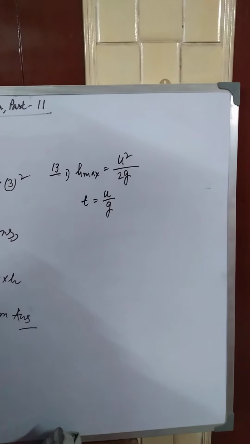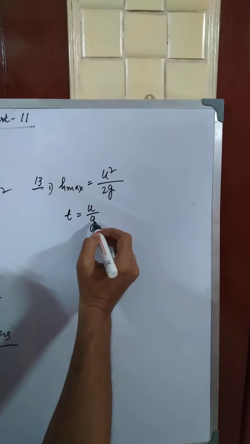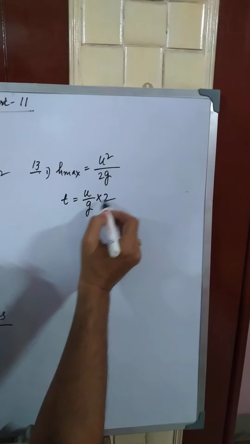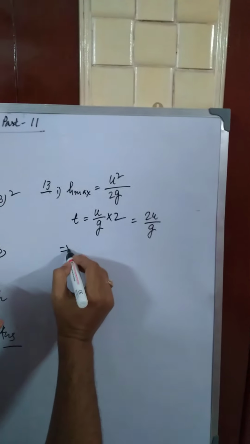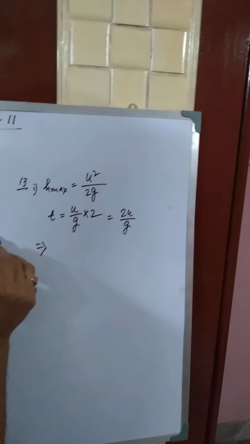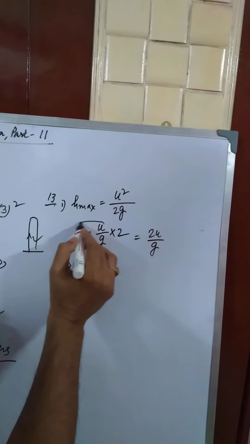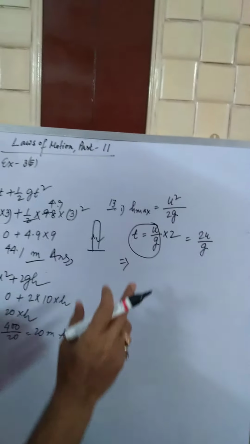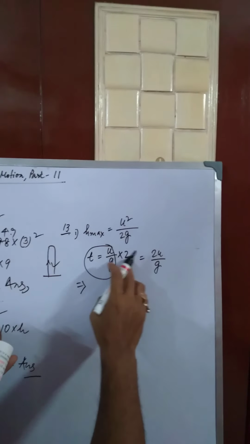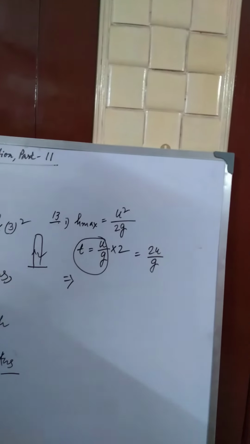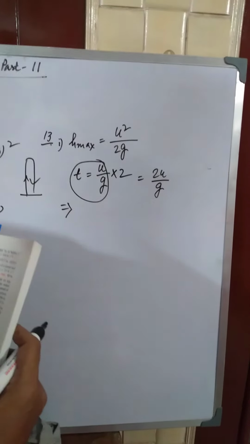Then the total time duration is double of this one. So if you make it double, what does it come to? 2U by G. Now you see, this is the total time duration. You throw the ball, it comes down. The first part implies the time duration to reach the maximum height. And when it comes down, it takes the same time again, so I am multiplying it with 2. So what is the total duration of time when it reaches the ground? The total duration of the time is given as 6 seconds.